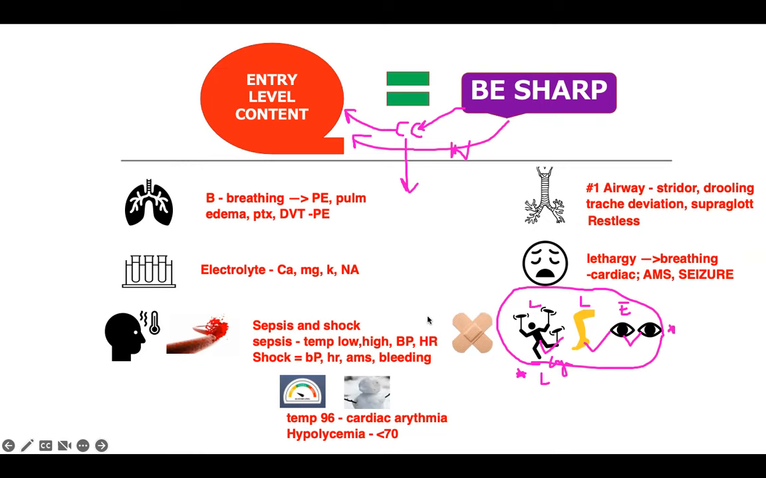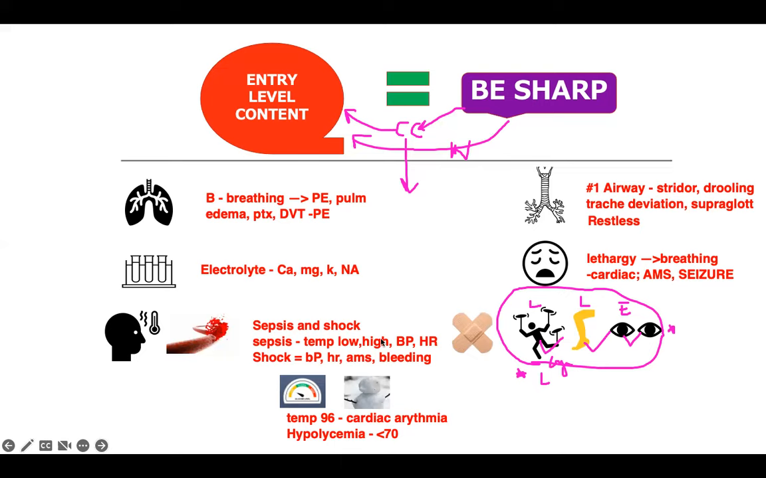But who do you want to choose? 4 patients, who do you think deserve the first position? How do you do that as an entry level nurse? Is to be sharp. And being sharp is take care of the breathing issue, take care of electrolyte issue, take care of sepsis and shock, take care of hypothermia, hypoglycemia, take care of the airway, take care of a neurological problem, and take care of pain. But how do you do that? Classify them here. You may get airway, lethargy, pain, and sepsis patient.